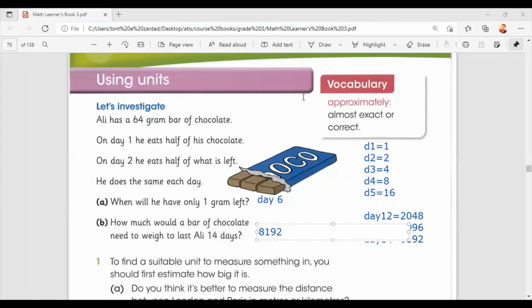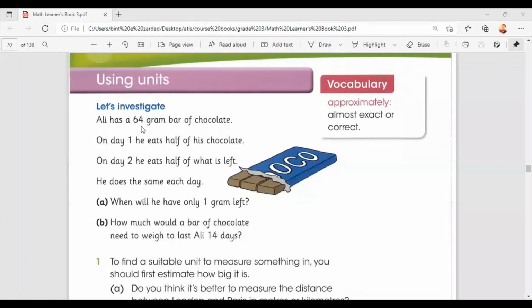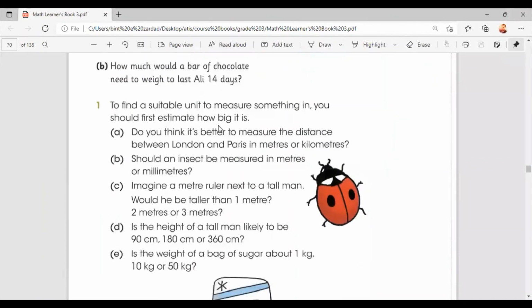Okay, let us start the question. This is an investigation. Let's investigate. To find a suitable unit to measure something, you should first estimate how big it is. So let's start. So let's start question number 8.